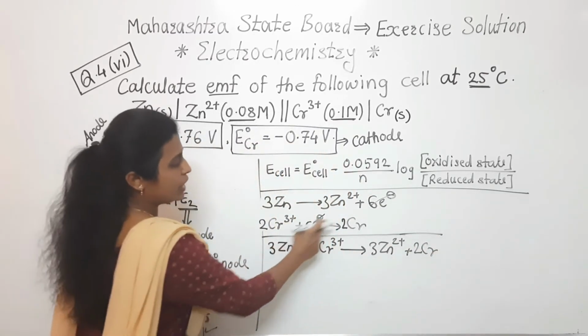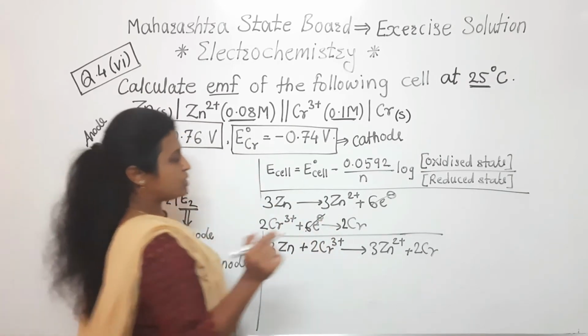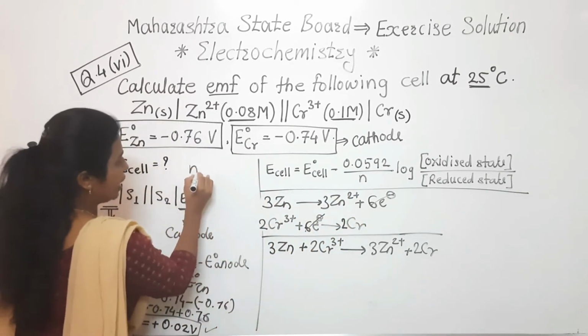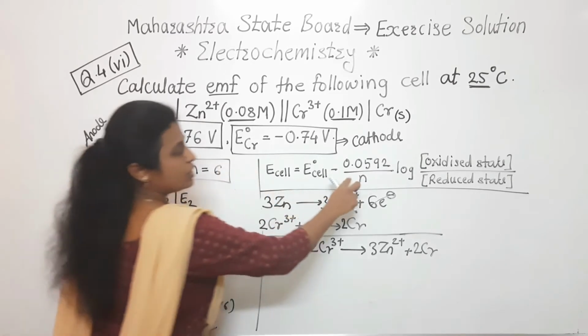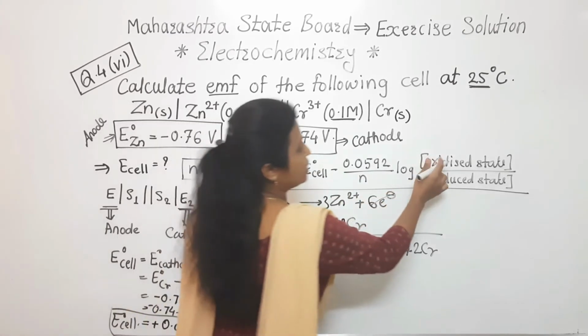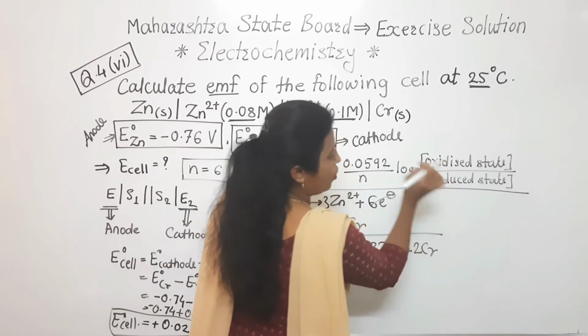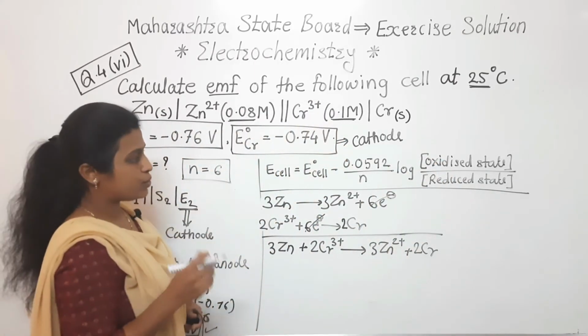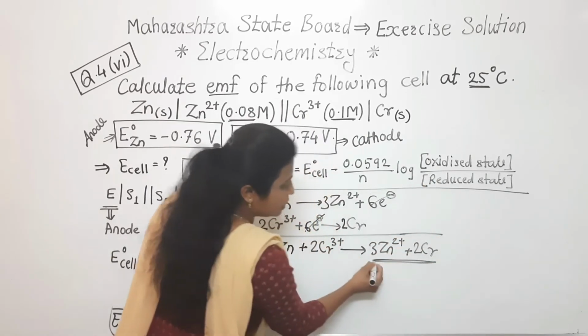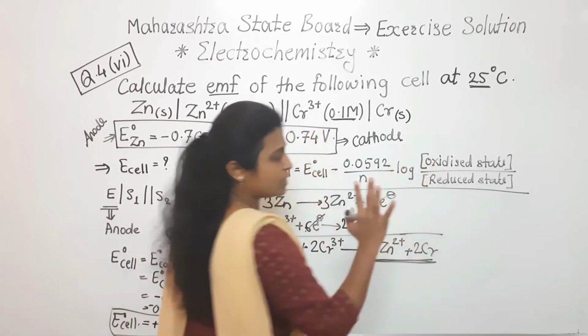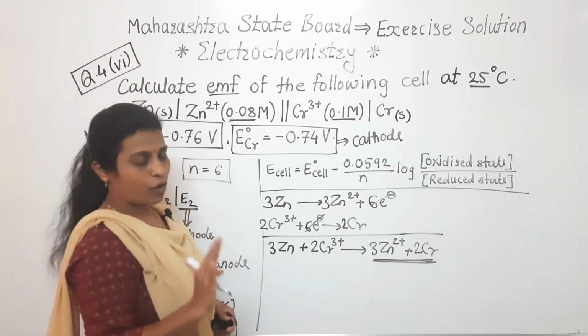यहाँ पे देखो इलेक्ट्रॉन्स कितने चेंज हुए? 6, means here we can write n is equal to 6. So here one term we got. Now the next two terms, concentration of the oxidized state and the reduced state. How to write that? Oxidized state means this is the product side. Here we can say that oxidized state is the product also.